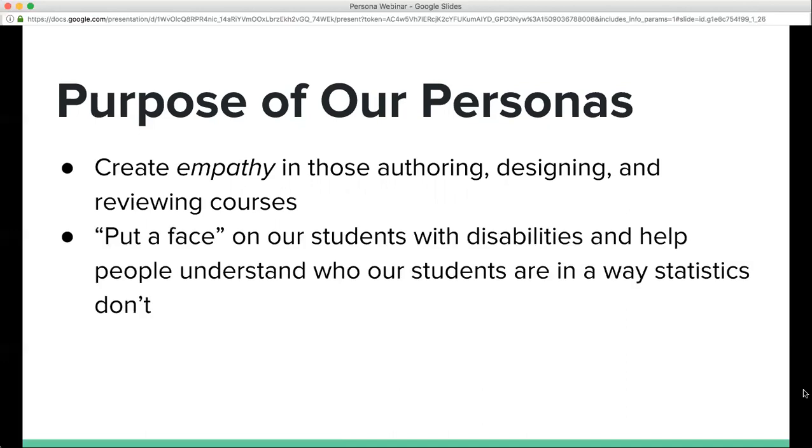Likewise, it also helps put a face on our students with disabilities. This really helps people understand who some of our students are in a way that statistics don't always come across.